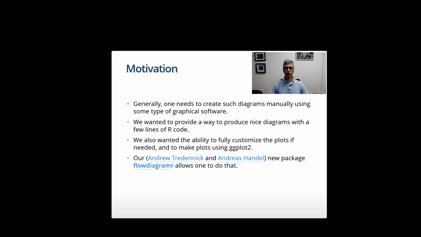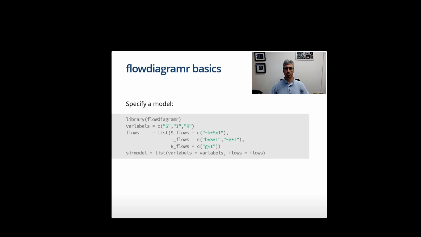Generally, if you want to create a diagram like this, you need to use some kind of graphical software. We wanted to have a way to produce those diagrams with just a few lines of R code. And we wanted it such that you have a fully reproducible plot made in ggplot that you can also then further modify. And the flowdiagramr package, developed by my colleague Andrew Tredenik and myself, allows you to do that.